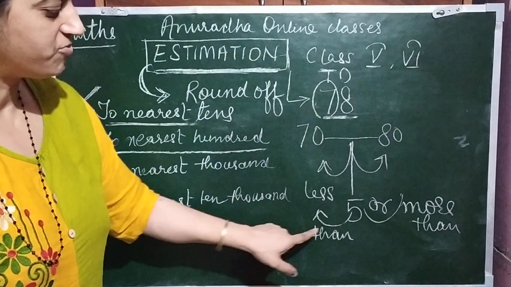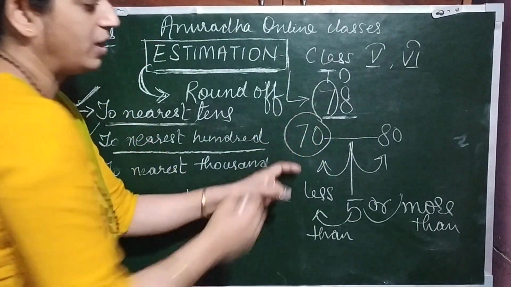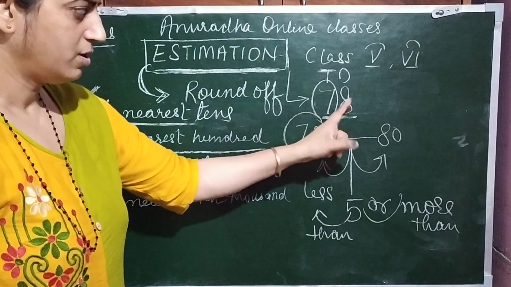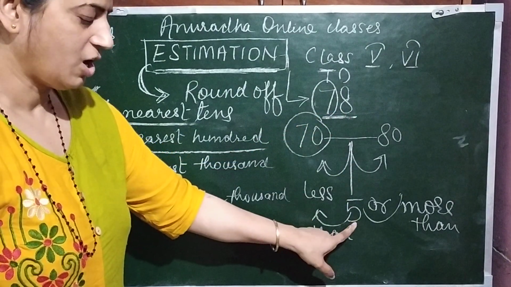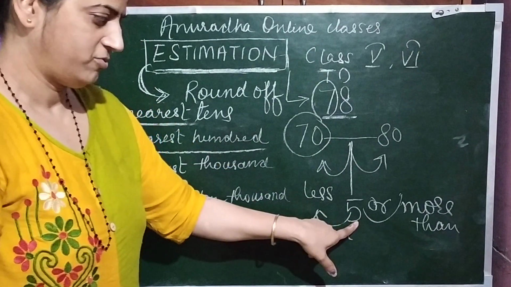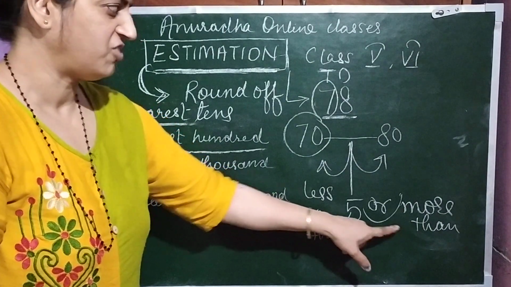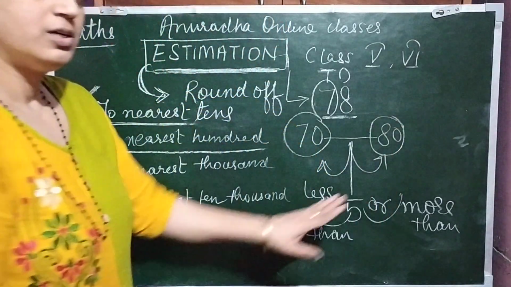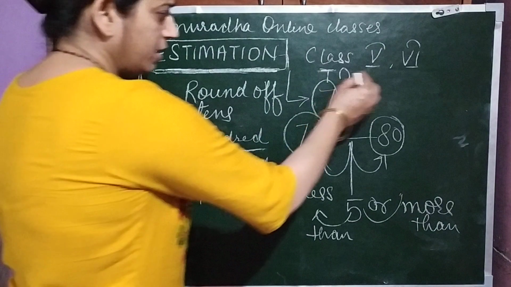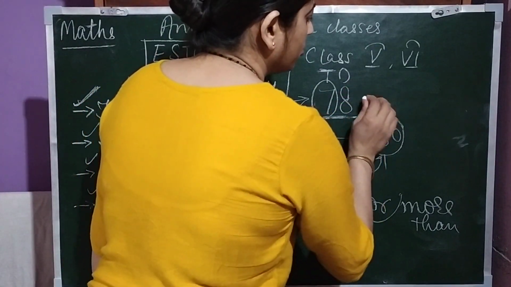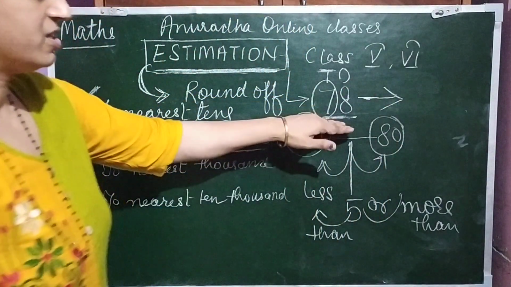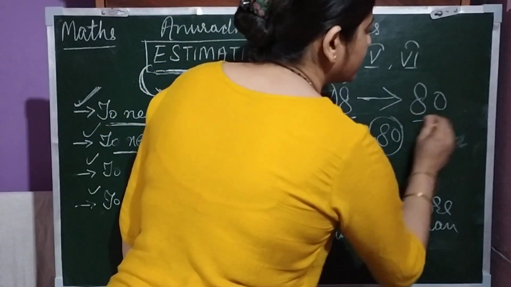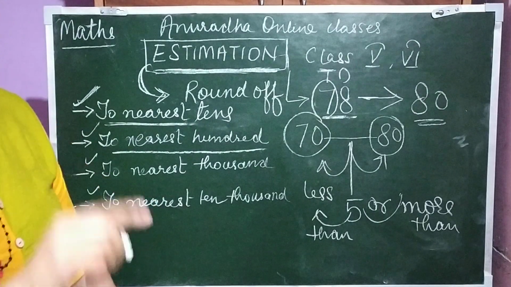If the number is less than 5, the number will be same. There will be no change. But if this one number is equal to 5 or more than 5, then that will go to this side. Clear? So if we round off to nearest tens, this will be 80. So our answer is what? 80.